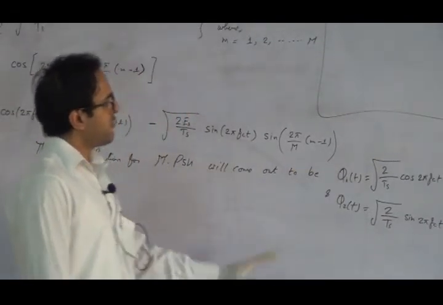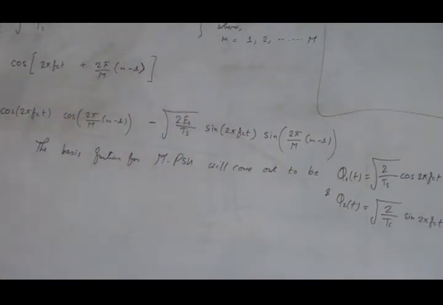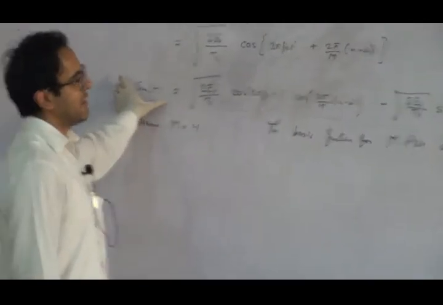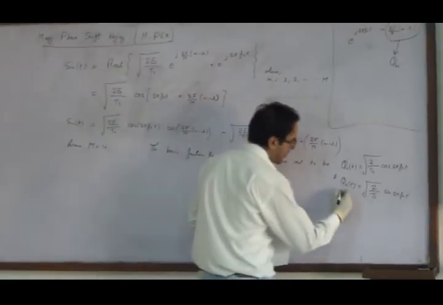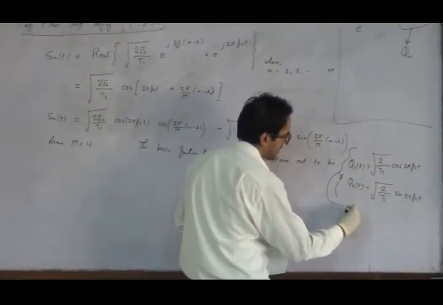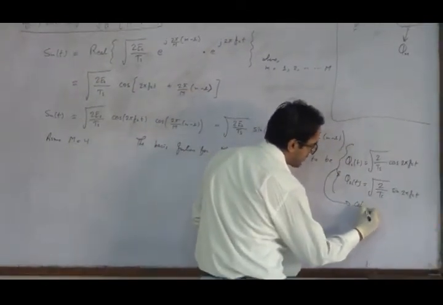So in short, we can express our modulated term as m of t using the same basis functions calculated out of the GSO process. These two are calculated out of the GSO process.